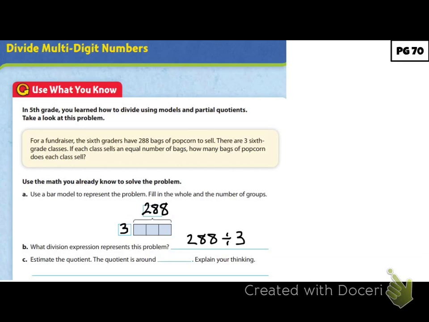So C says, estimate the quotient. Remember, what is the quotient? It is the answer to a division problem, so we're going to estimate the answer. The quotient is around 90, okay? And our thinking for that is I can look at 288 and say, it's pretty close to 270. And we know that 270 divided by 3 would be 90.